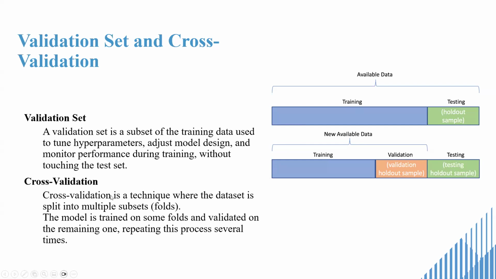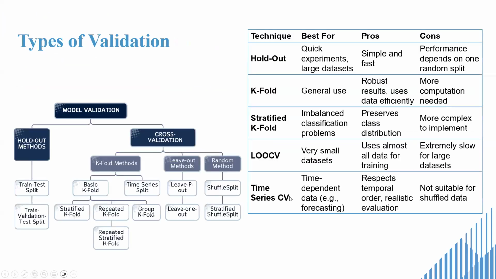So we can use cross validation, which is a technique where the data is split into multiple subsets. You put it into small chunks. The model is trained on some folds and validated on the remaining one. So it will learn and you will validate one by one, repeating this process several times. So this is a type of validation. You have plenty of validations that you can do: train test split, hold out methods, train validation test split. So you can just see based on your needs.